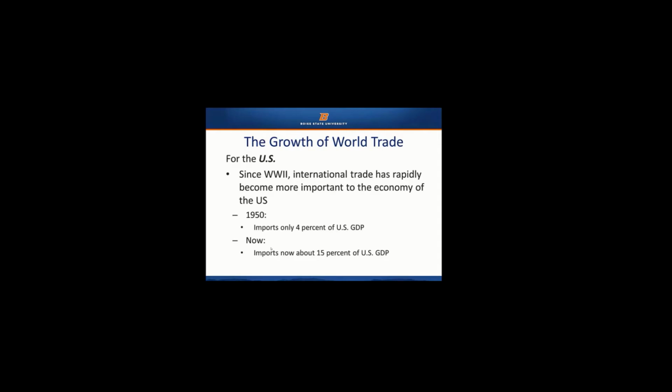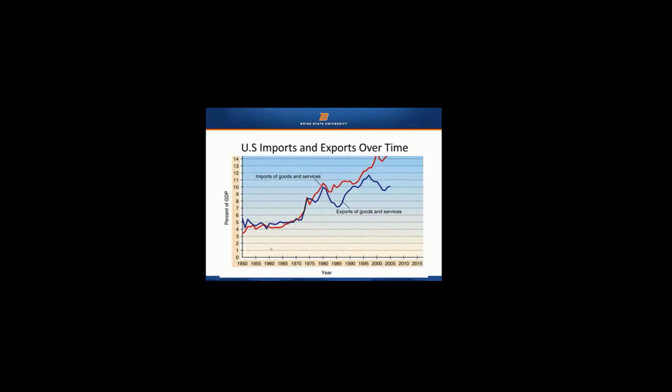In the United States, similar story. In 1950, imports only constituted 4% of U.S. GDP. Now it's about 15%. That's just imports. If you count exports, it's significantly higher. As we talked about before, the sum of those two is about 25% of GDP. So here's the growth of exports and imports over time since 1950. As we can see, it's significantly higher now than it was before.